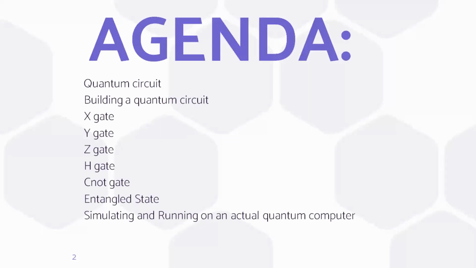So in this, we'll see what a quantum circuit is. We'll build a quantum circuit. We'll learn about some of the gates like X gate, Y gate, Z gate, Hadamard gate, CNOT gate. We'll also create an entangled state, and we'll simulate it and then later run it on an actual quantum computer. I hope you're excited about this part.